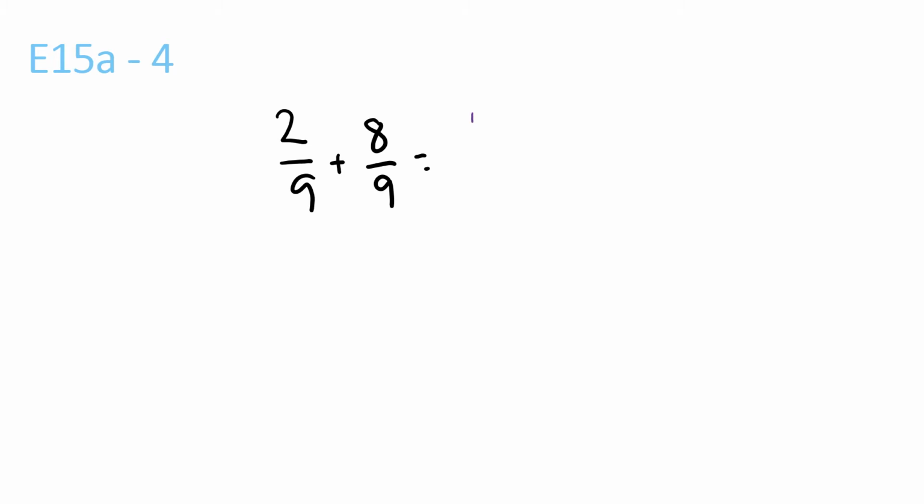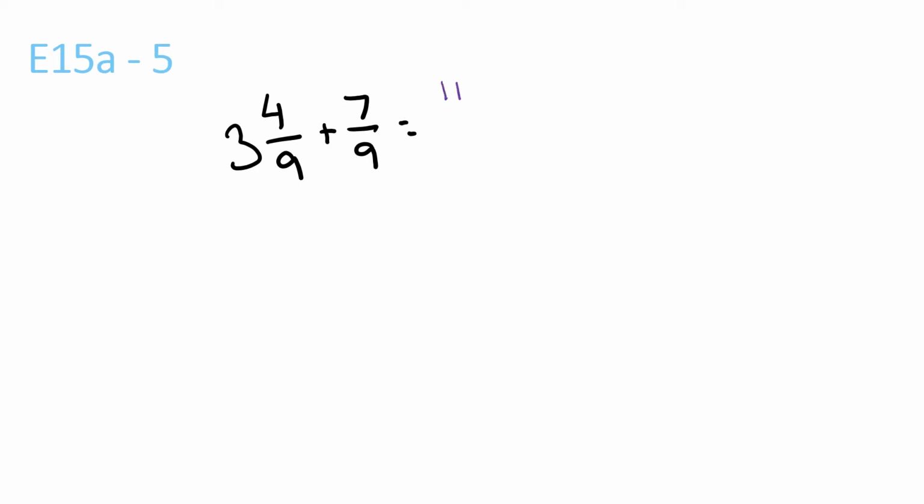So this one, 2 plus 8 is 10, the bottom one stays the same. You can convert that to a mixed number, so it would be 1 and 1 over 9, because 9 goes into 10 once, with a remainder of 1, and the 9 stays the same.